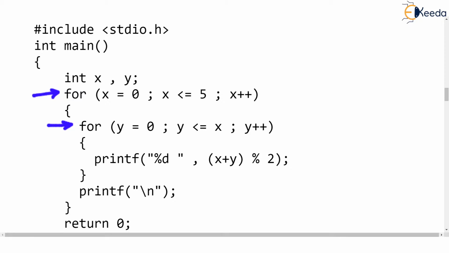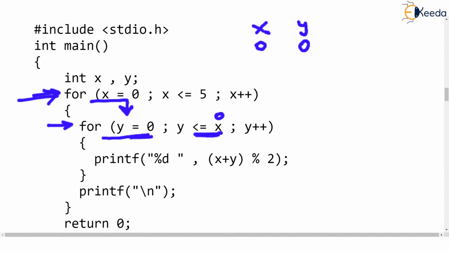Now, this nested for can be conveniently read as follows. When the first for begins, the value of x is going to be 0. That's the initialization. And when x is 0, the inner for loop actually varies y from 0 up to x. Just observe. But then x is 0. So y is going to count from 0 to 0. That means when x is 0, y will be 0 to 0. That means the inner loop y will repeat exactly once.